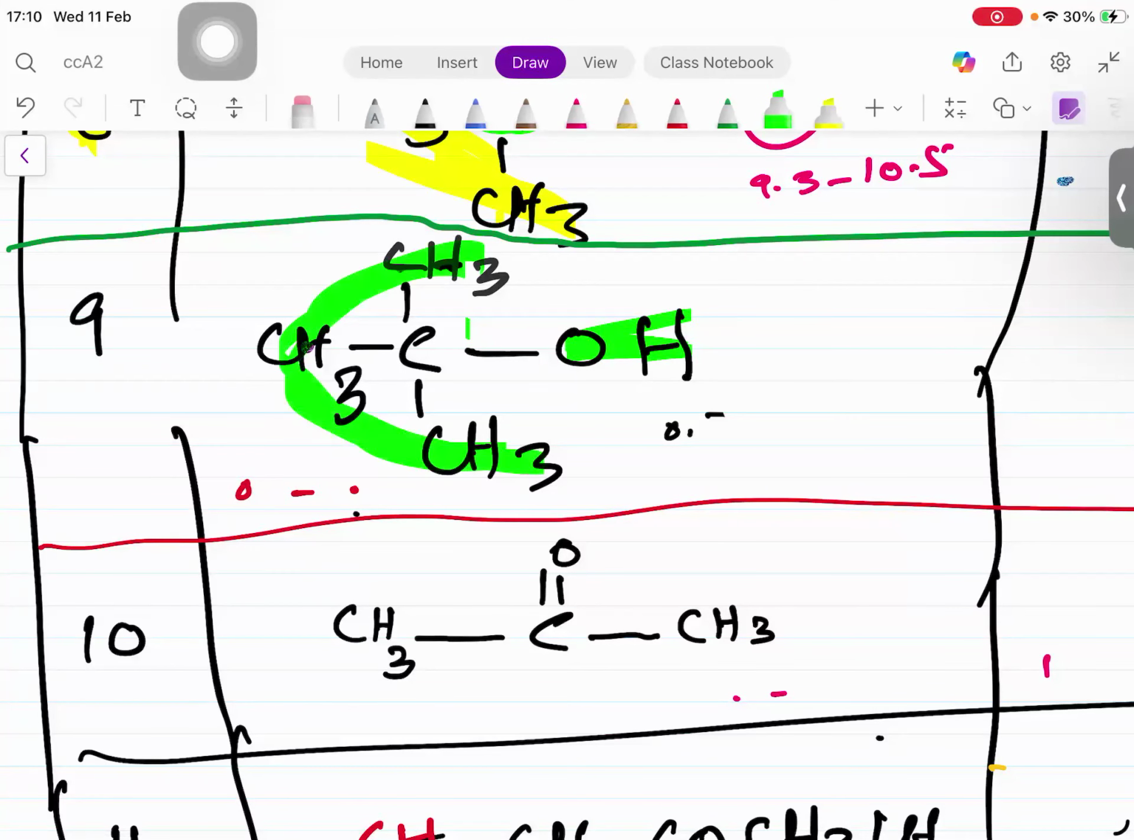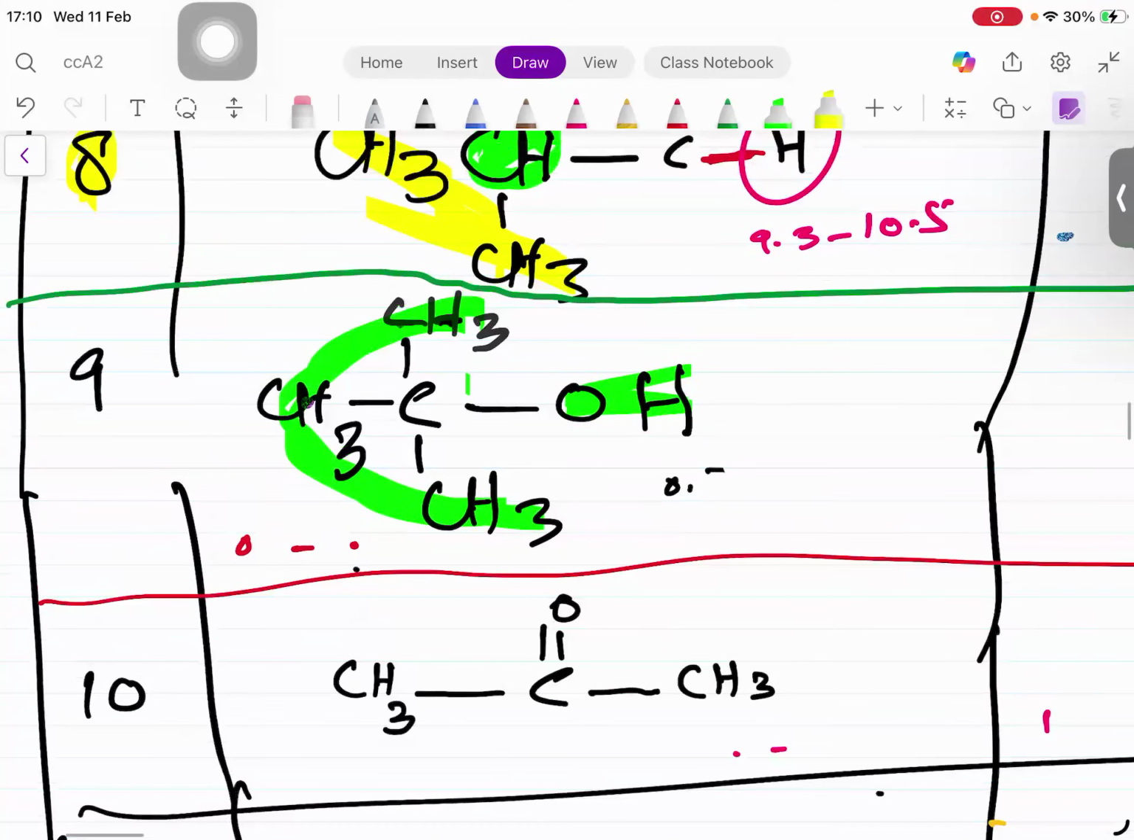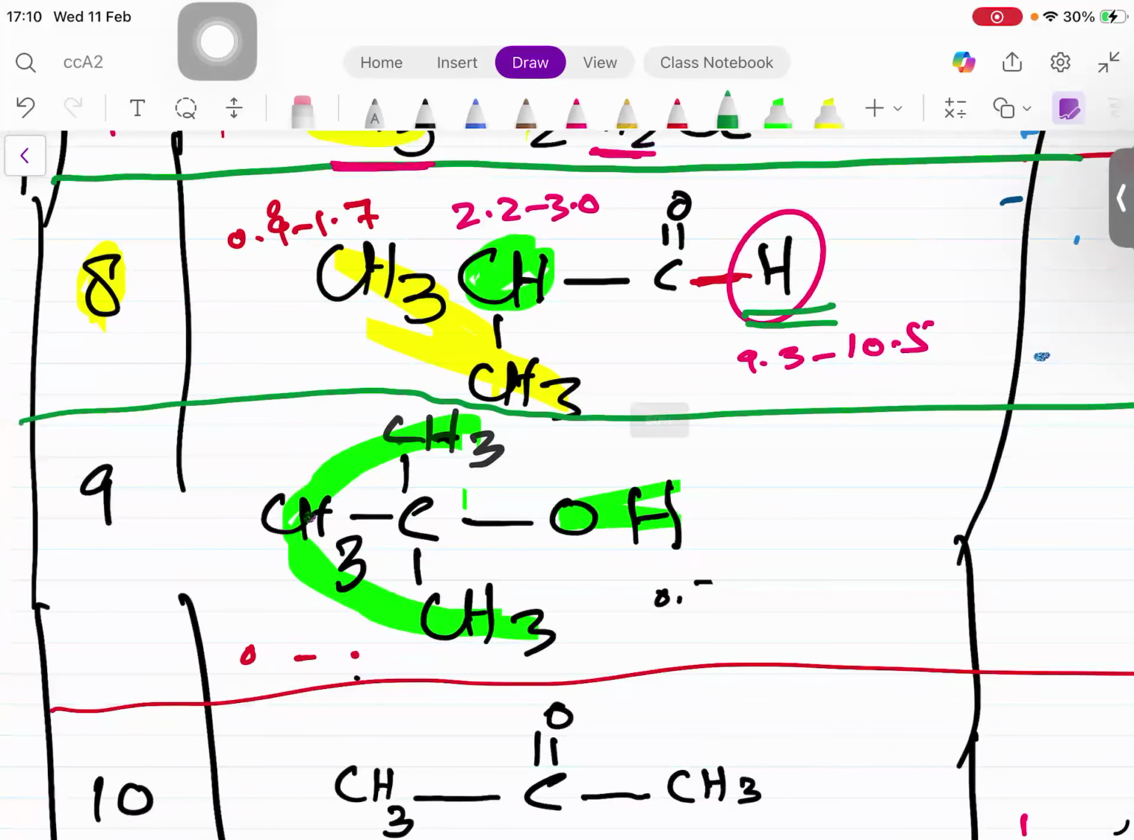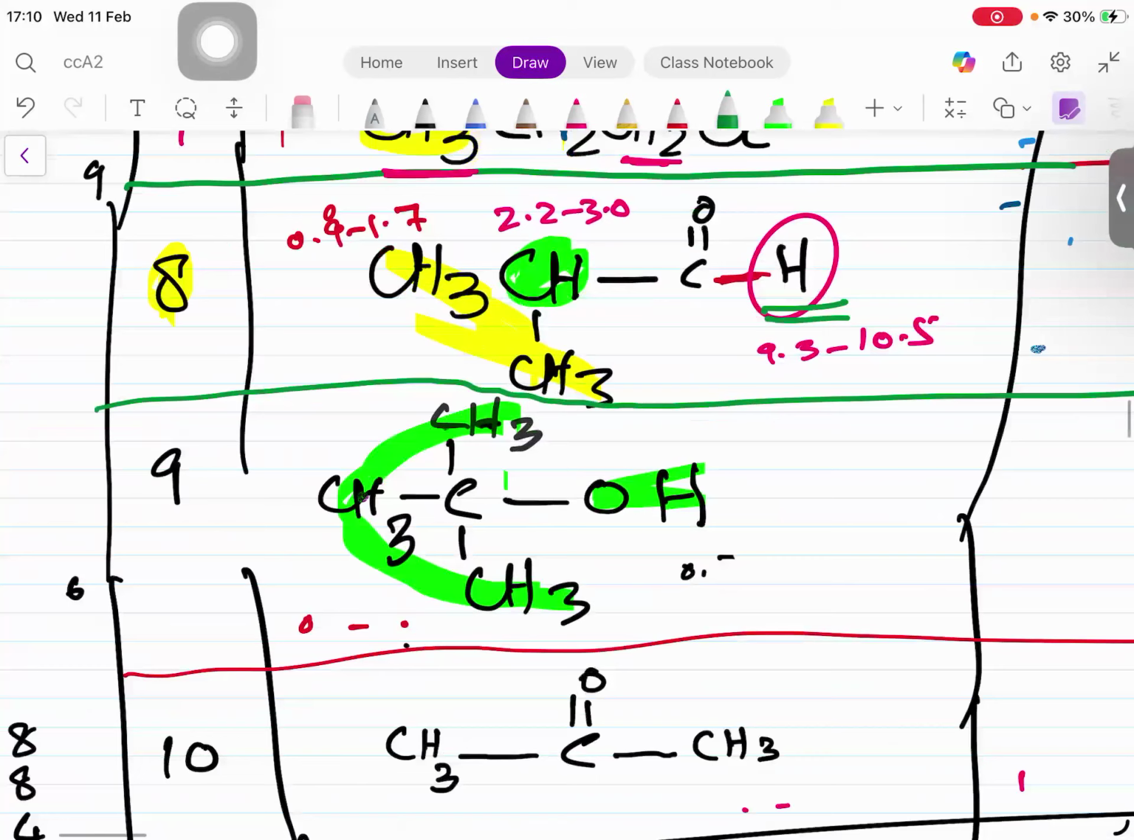This one, are all three the same chemical environment? How many peaks does it have? 2 or 3? 3. You are missing the third one, the aldehyde one. They are attached with only one carbon. Sorry? Aren't they attached with one carbon, like one carbon with one H, both the green one and the red one? No. That is the one that is attached with C double bond O, and this CH is actually CH.